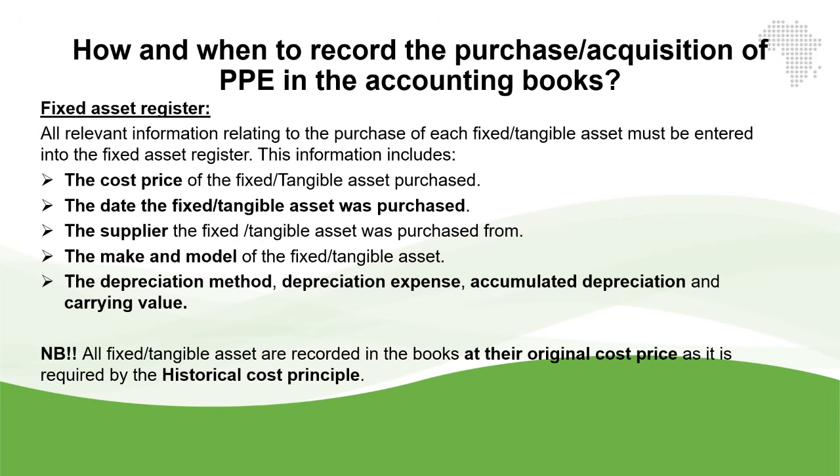And lastly here, what we are saying is that all fixed or tangible assets are recorded in the books at their original cost price. Which means in your fixed asset register and even in your accounting books, you need to record these fixed tangible assets at their original cost price. Why are we doing that? Because we are following the historic cost principle. Under the historic cost principle, we are saying fixed or tangible assets need to be kept at their original cost price.